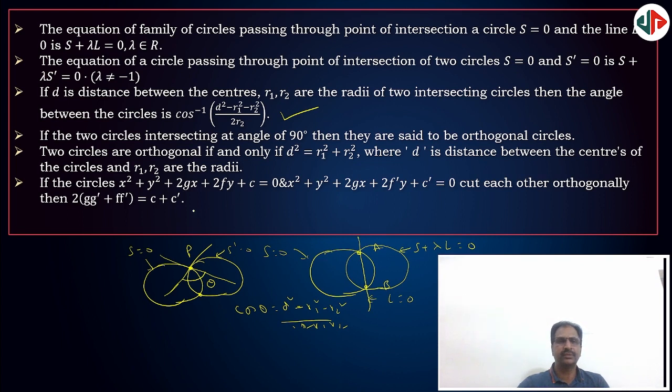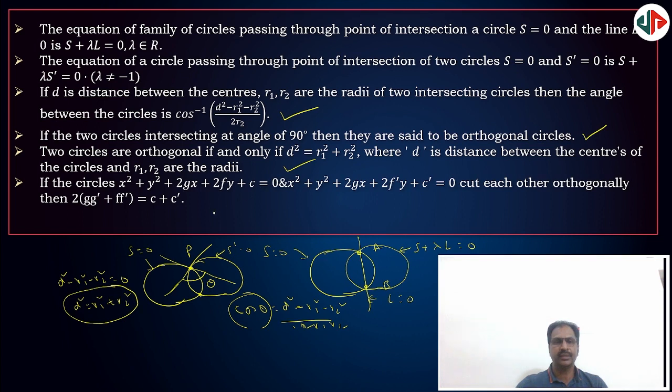And when we say that two circles are intersecting orthogonally, then angle between them is 90 degrees. So two circles are orthogonally intersecting means angle between them is 90. If angle is 90, cos 90 becomes 0, and hence d square minus r1 square minus r2 square becomes 0, or d square is equal to r1 square plus r2 square. So this is a condition for two circles to intersect orthogonally. That is a condition given here.